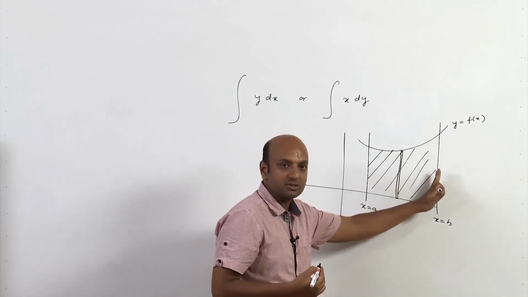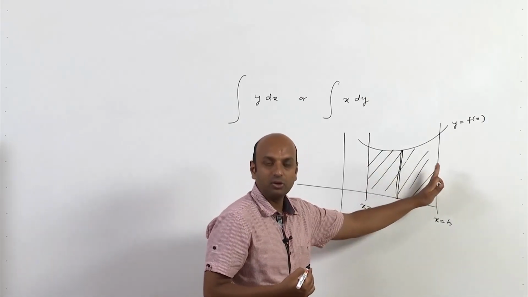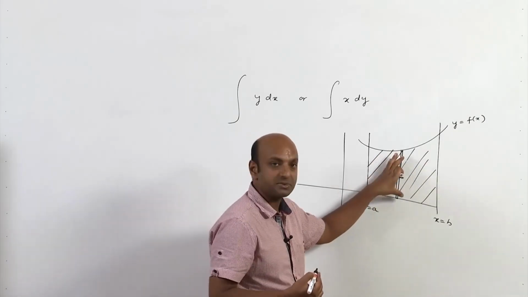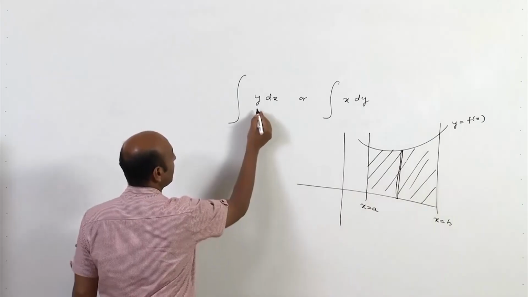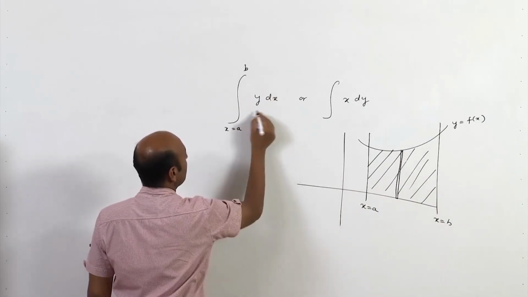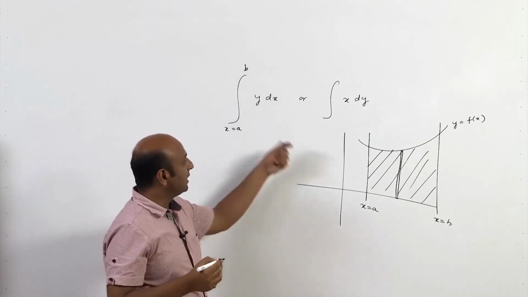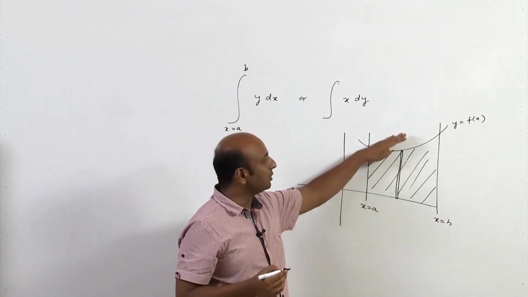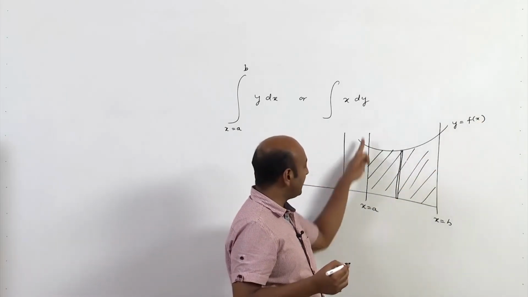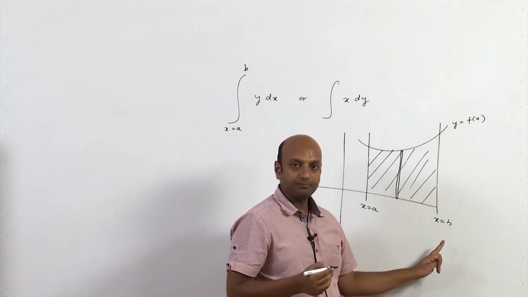You sum it up over all the strips. You move the strip over the entire region, you sum up all these small strips, and this will give integral y dx from x equals a to x equals b. So it basically gives the area below the curve y equals f(x), above the x axis, and between the lines x equal to a and x equal to b.